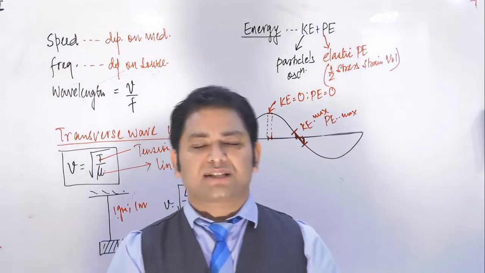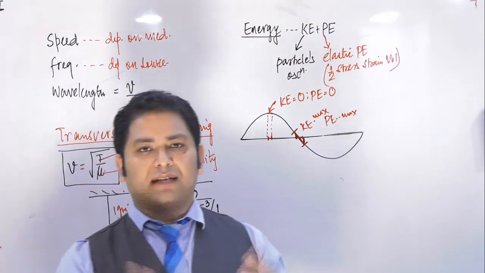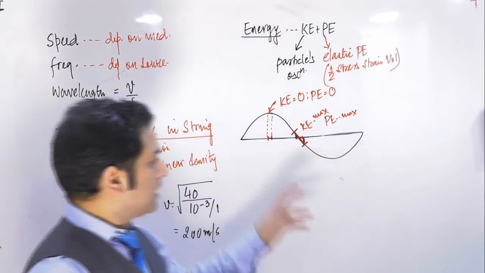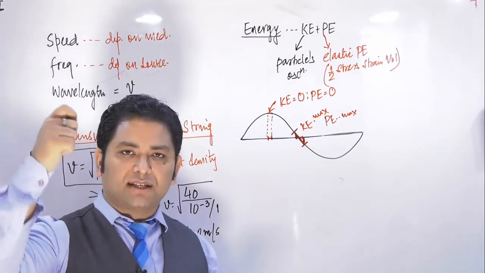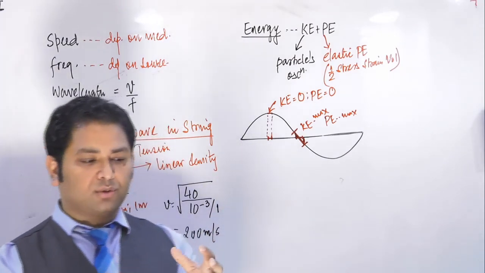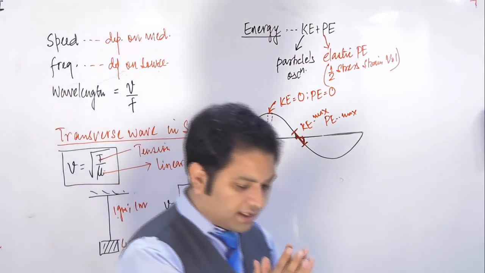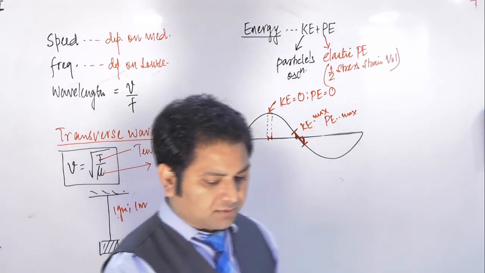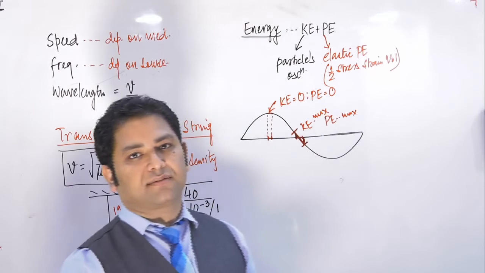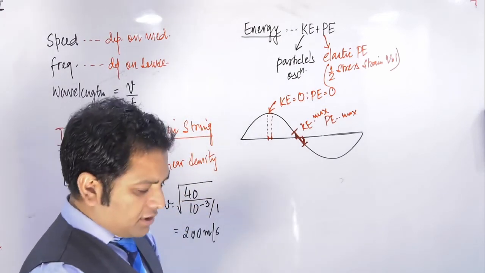When those sorts of closed systems are there, obviously the kinetic energy minimum will give maximum potential. But in the case of a wave, there is an agent who is constantly oscillating the string. There is an agent who is constantly imparting energy. So in that case, we cannot expect that when kinetic is minimum, potential would be maximum, and vice versa. Alright, so that was just a small thing that you need to understand.